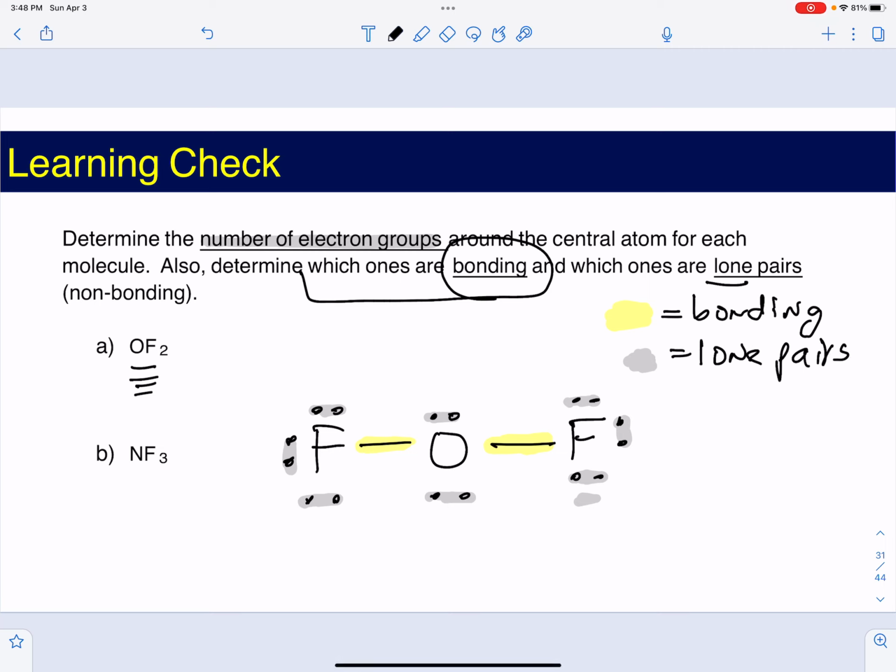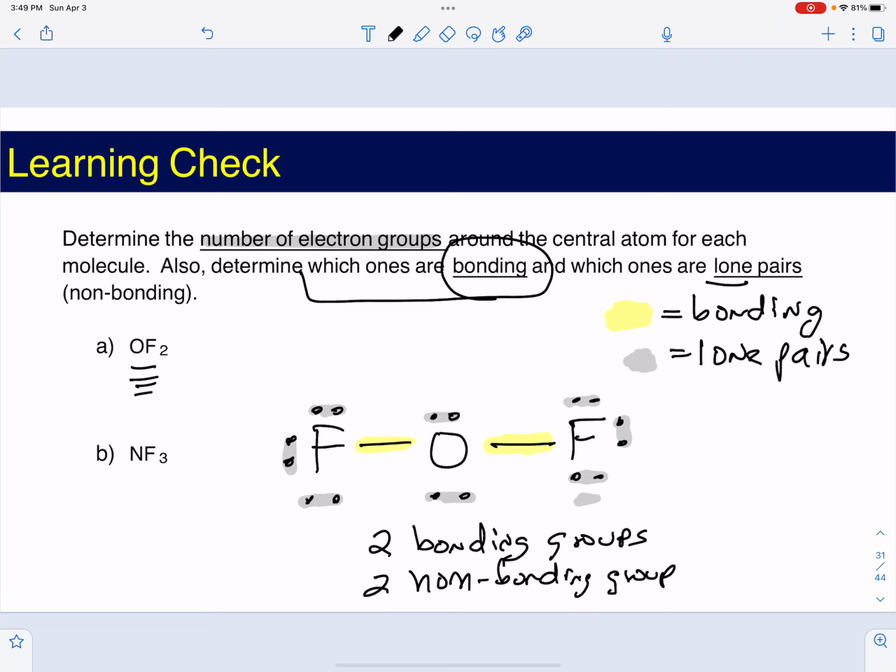And then to get ready for what's coming, we're only going to be looking at the central atom. So the central atom, which is oxygen, has 2 bonding groups and 2 non-bonding groups, which is the same as lone pairs. What do we call these lone pairs? Because they're alone. They're not bonding to anything. They're only alone with the fluorine.